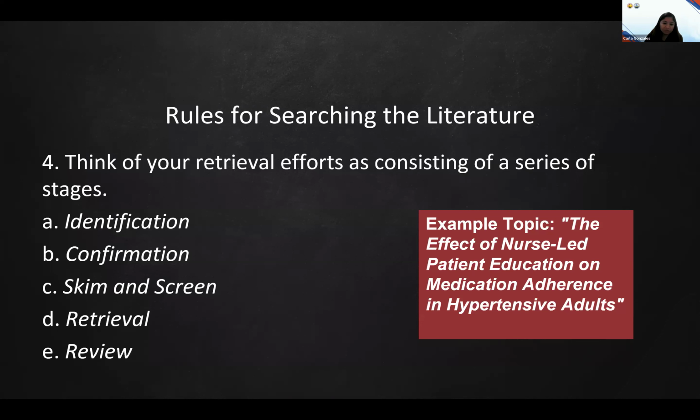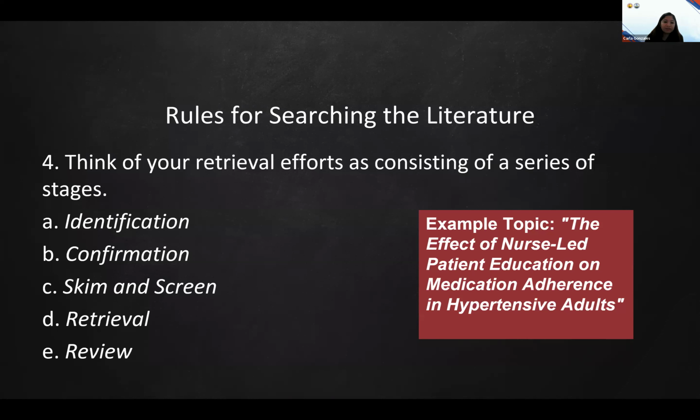Next is you confirm. So confirm that the sources are relevant to your research problem. You go back to the keywords. Does this article have anything to do with nurse-led interventions? Is the population similar, hypertensive adults also? Does it also talk about medication adherence and so on? And then remove those articles that are off topic or very general, like hypertension in all age groups.